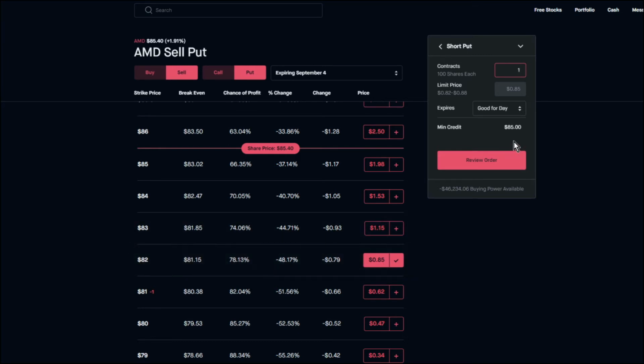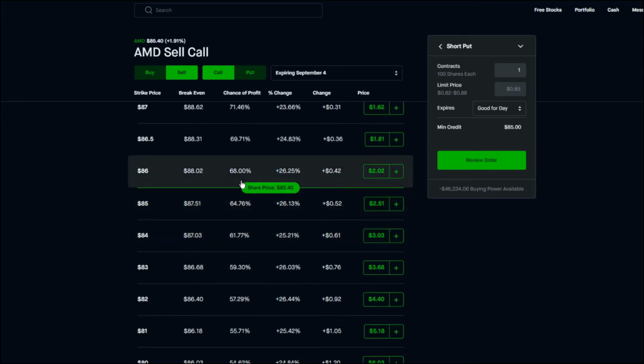All right, so you get the premium, right? Regardless, you always get the premium and keep the premium, or if you pay it, depends on what you're doing. But once you do this, and if the stock price drops below the strike price, then what you're going to want to do is sell a call.